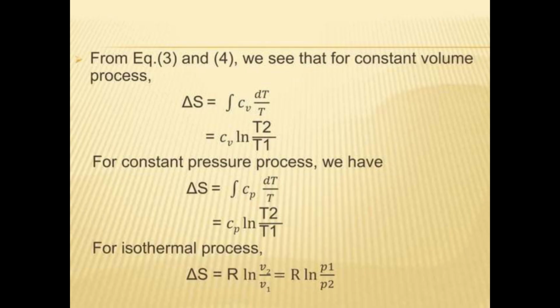From equations 3 and 4, we see that for a constant volume process, delta S equal to integration of cv dT by T, so cv ln of T2 divided by T1. For a constant pressure process, we have delta S equal to integration of cp dT by T, so cp ln of T2 divided by T1. For an isothermal process, delta S equal to R ln of v2 divided by v1, equal to R ln of P1 divided by P2.